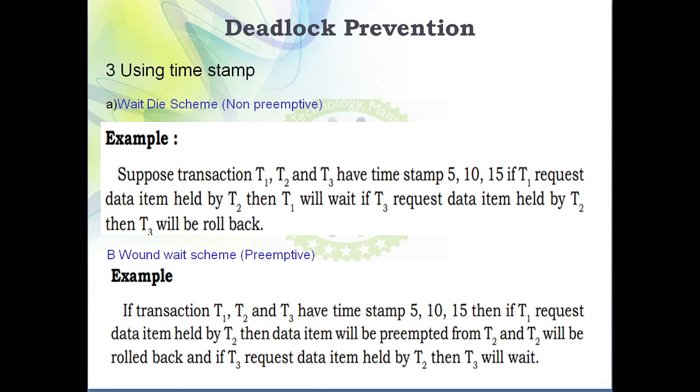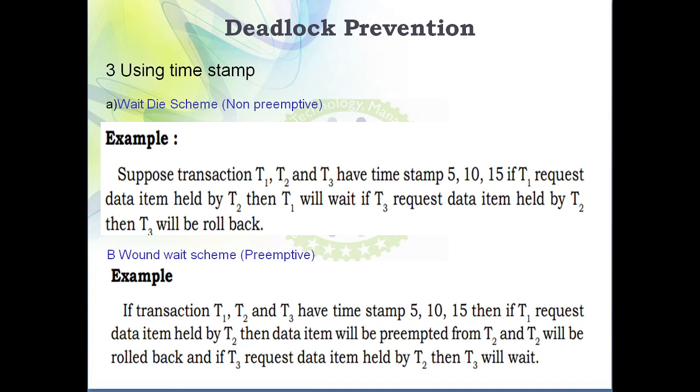So this is how deadlock can be resolved by making use of the preemption and rollback strategy. Then the third strategy is using the timestamp. Timestamp, we have just discussed in the concurrency control mechanism. Timestamp is nothing but a unique ID that is assigned to a transaction. So there are two techniques based on timestamp: the wait-die scheme, which is non-preemptive, and the wound-wait scheme, which is preemptive in nature.